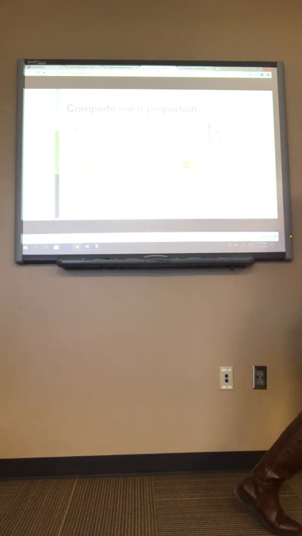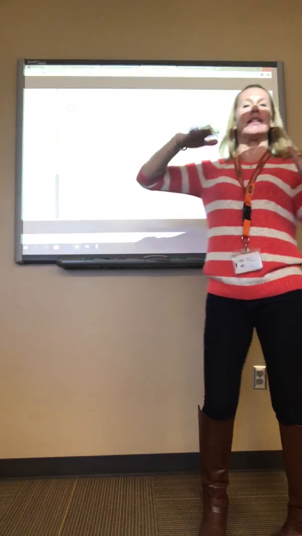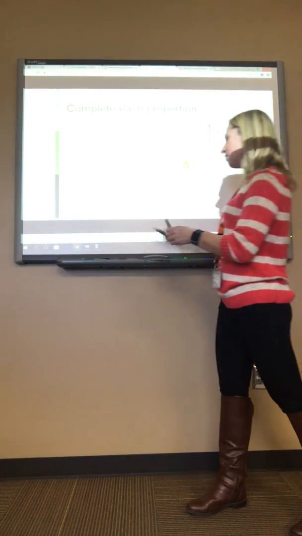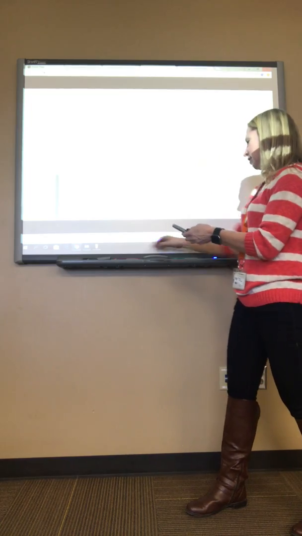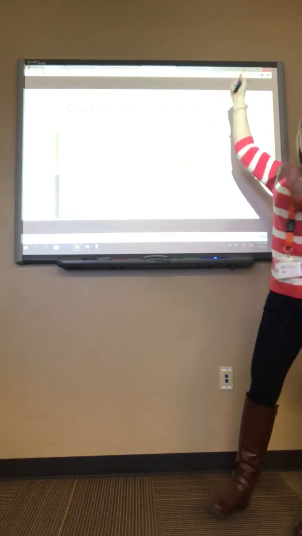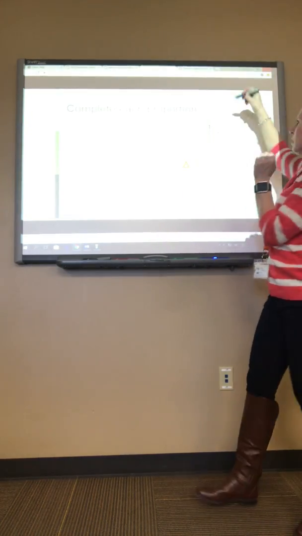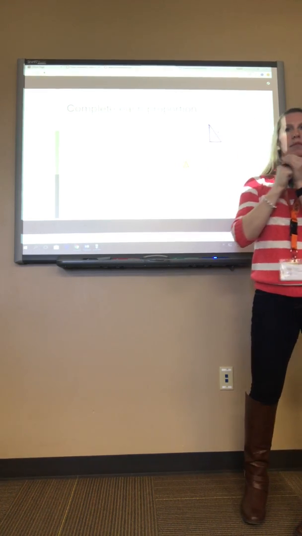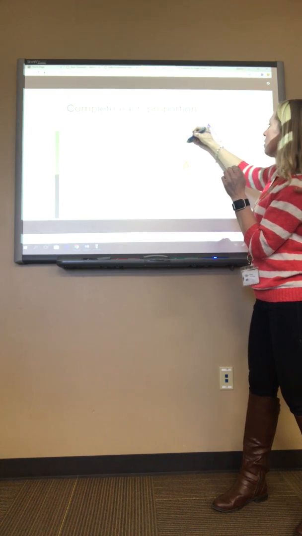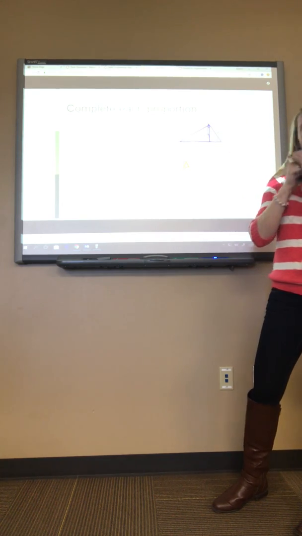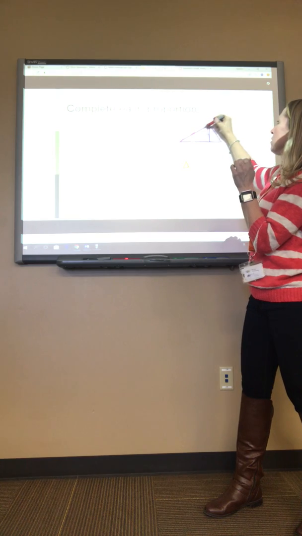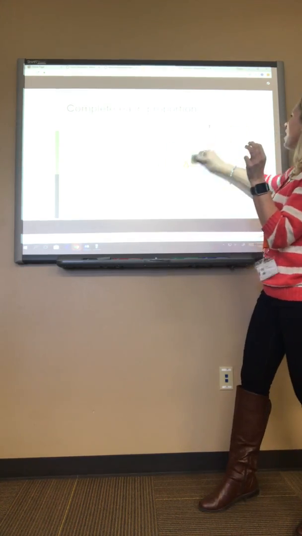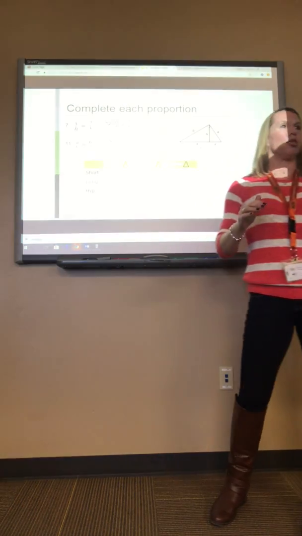So don't lose this. Okay, so we're talking about similarity in right triangles. I want you guys to notice there are 3 right triangles in this. There's a small one. You guys see that one? There's a medium-sized one. You guys see that one? And then there's a big one. So there's 3 right triangles. They're all similar to each other.